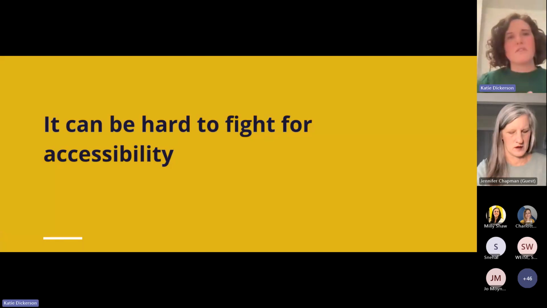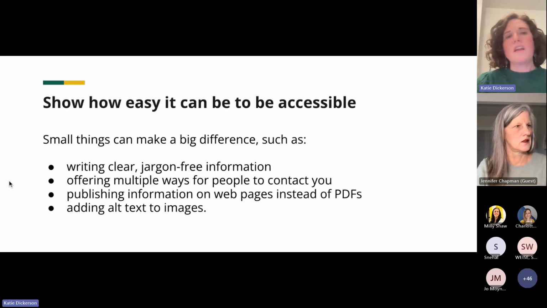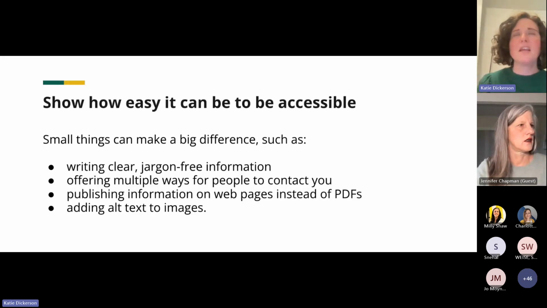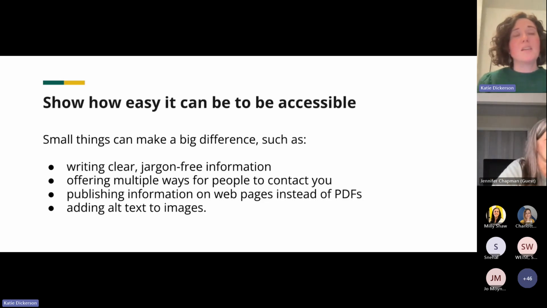Again, coming back to this idea around challenges with fighting for accessibility, one thing that people have said has worked is showing how easy it can be to be accessible, which is not to say that accessibility is a really easy thing. I know it's a really complicated thing. There's a lot involved in being truly accessible, but I think sometimes people have this idea that accessibility is the thing that the tech people do or the web people do, but actually there are a lot of things that are pretty simple that can make a big difference and make things more accessible for everyone.